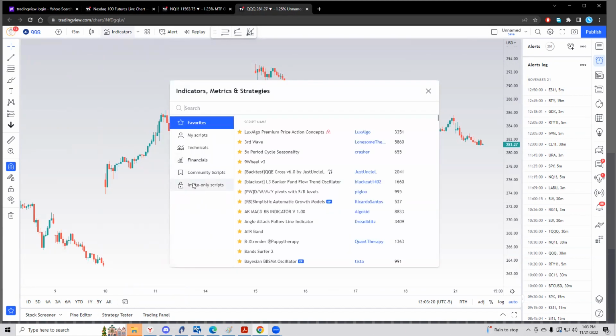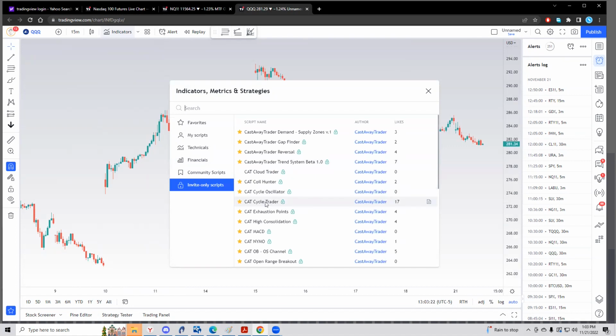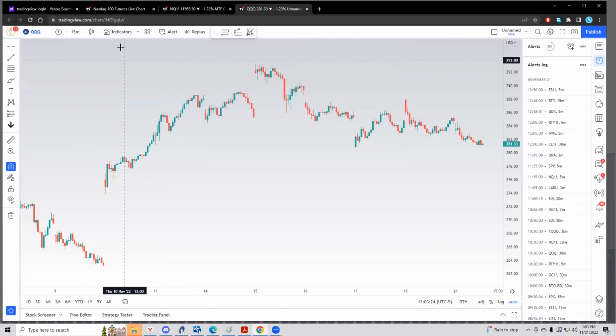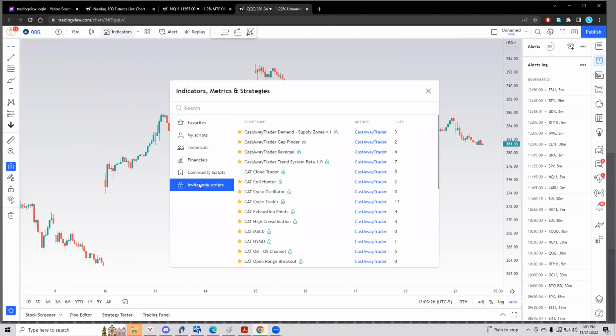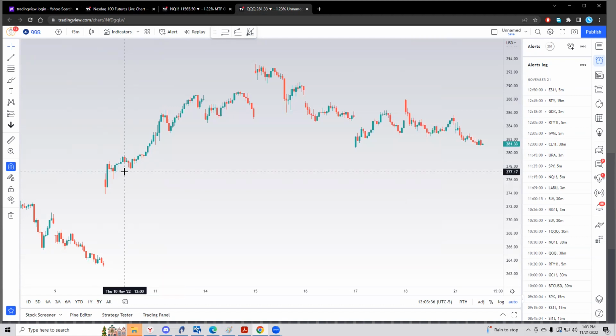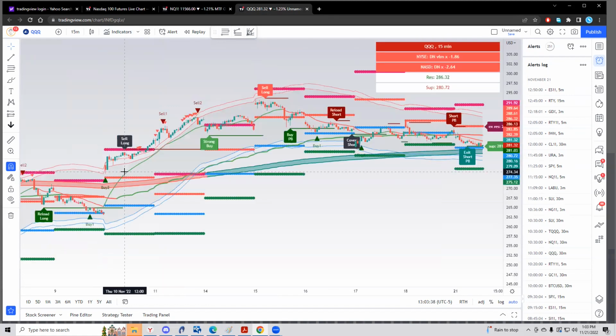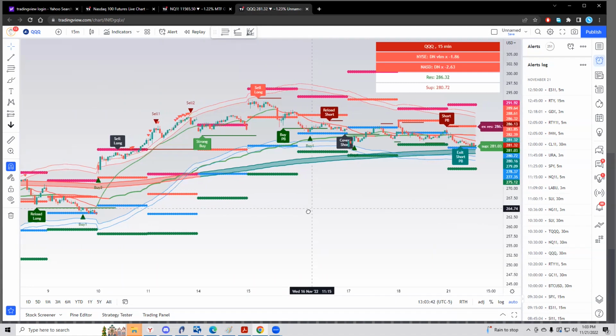Let's start with the Cat Cycle Trader. You normally find them by clicking indicators, invite-only scripts. Those indicators are not available to the public, only for paying subscribers. You click Cat Cycle Trader, and it takes a couple of seconds until it gets calculated. So first, it looks messy. How can you deal with that?